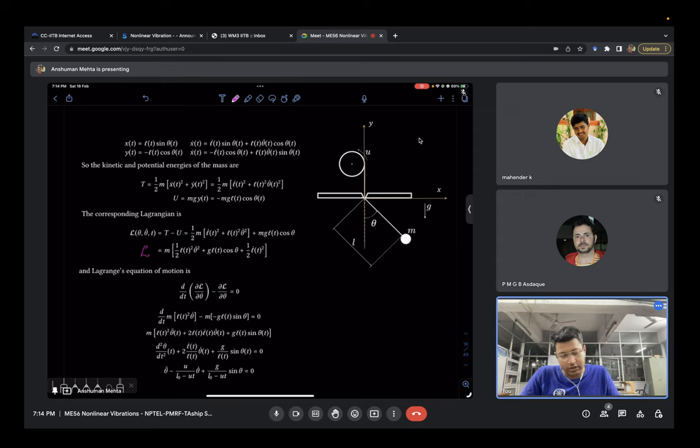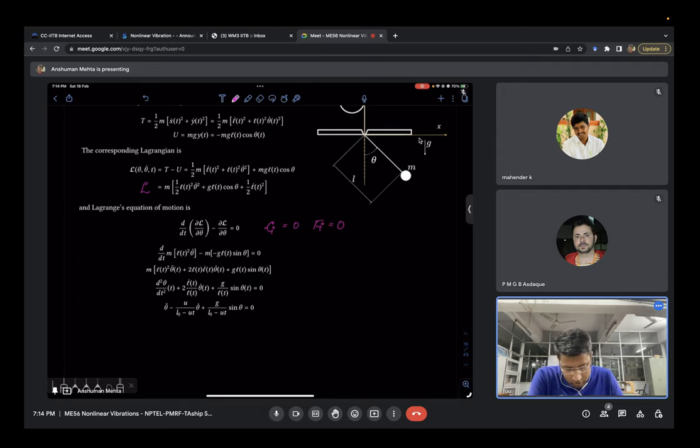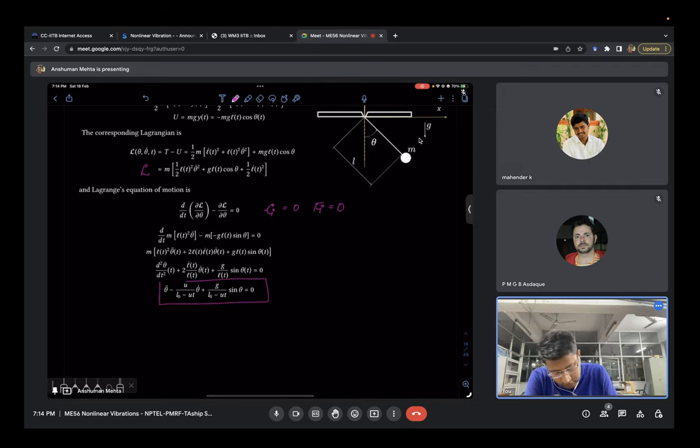Now we use the Lagrange equation of motion. Now we know that the constraint force is 0 and F_i is also 0. So if you put everything in, we will find this equation of motion. So we always have to think about what the degrees of freedom are and why they are constant or why they are independent of each other.